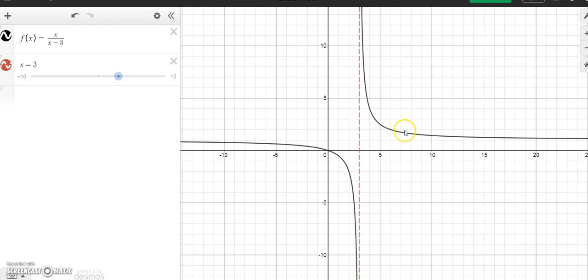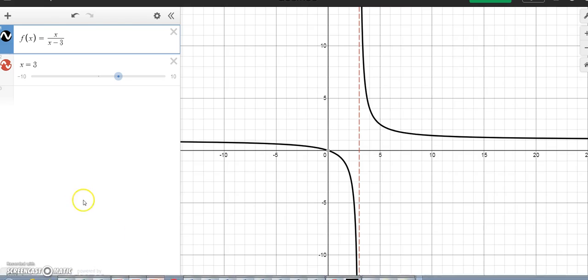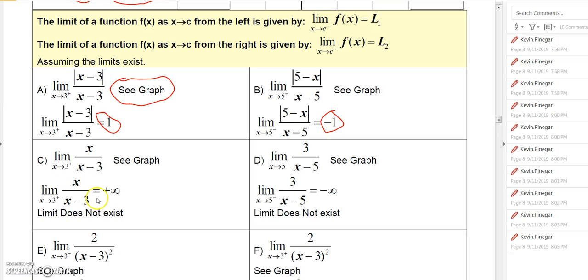Now, watch what happens. The closer you get to 3 from the right, notice the closer you get to 3, the higher it goes up. And so in this case, as x approaches 3 from the right, you're actually going to get plus infinity because it increases without bound. Now I didn't show you the one as x approaches 3 from the left, but if you wanted to let x approach 3 from the left, then you would get negative infinity. Okay, but the answer to our question here is, as x approaches 3 from the right, we would get plus infinity.